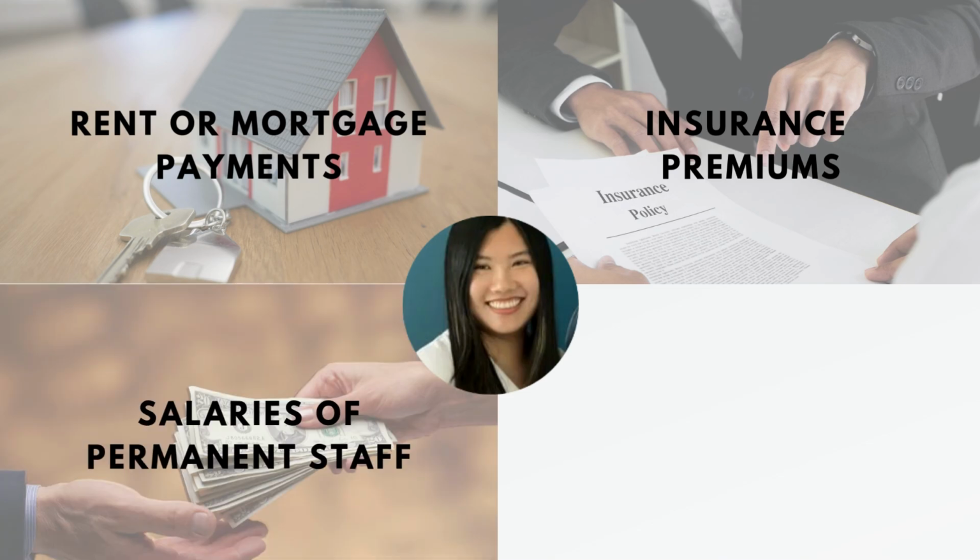Our third example is salaries of permanent staff. A business has employees who are on a fixed salary, meaning they are paid a set amount per pay period, like monthly, regardless of the company's production or sales levels during that period. These are typically administrative staff, managers, and other employees not directly tied to the number of units produced. And why is it a fixed cost?